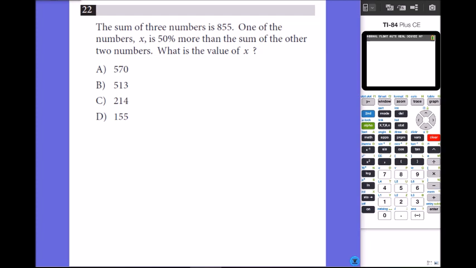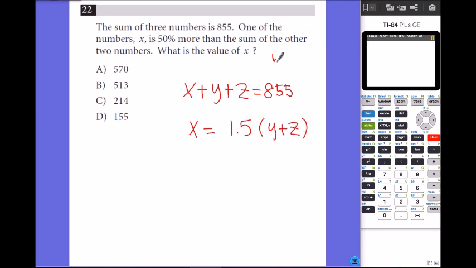22, the sum of three numbers is 855. One of the numbers is X, which is 50% more than the sum of the other two numbers. What is the value of X? So we can write a system of equations for this. X plus Y plus Z, all three numbers, add to 855. And X equals 50% more than the sum, so it's 1.5 times the sum of Y and Z. One is themselves, but 0.5 is what? 50% added to 100% of them. Right, 50% is 0.5, so that's 1.5 of them.